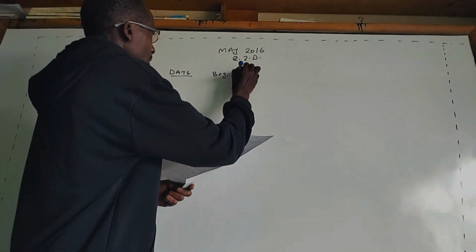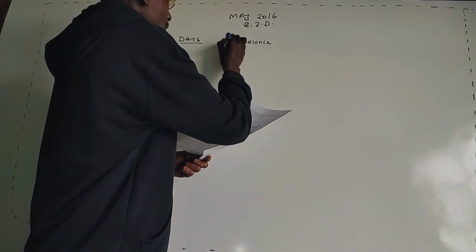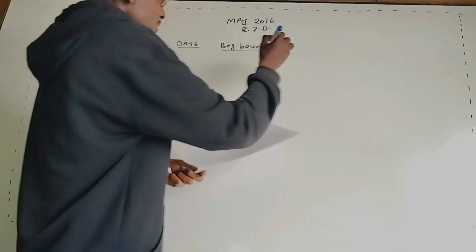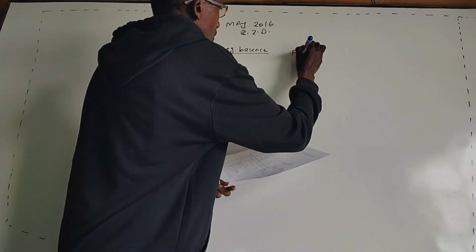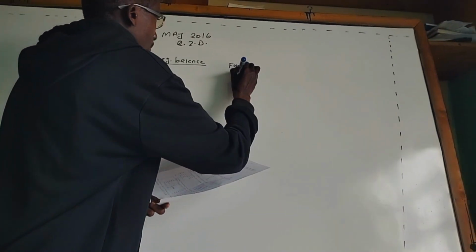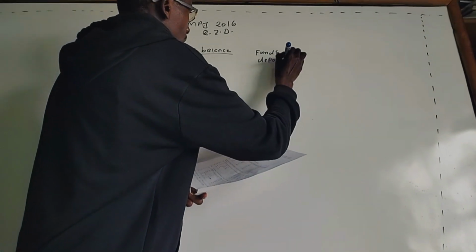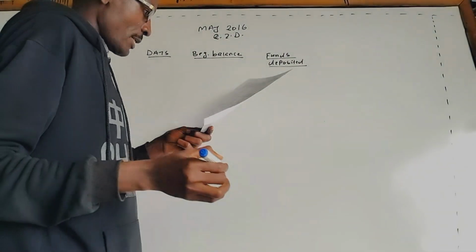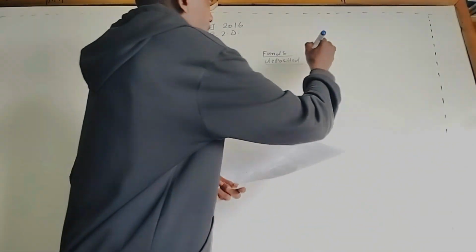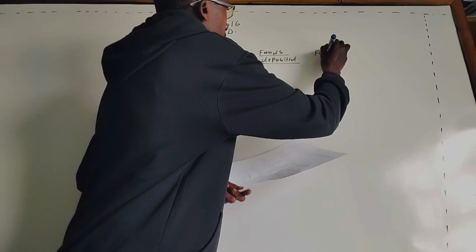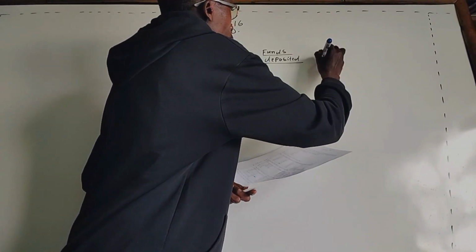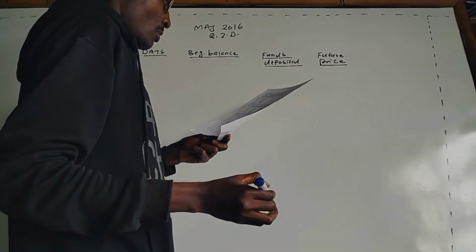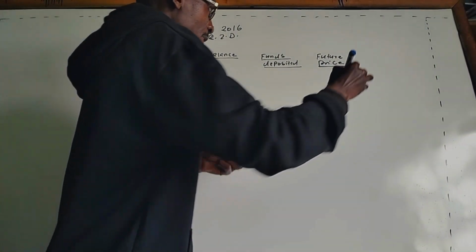Beginning balance, I'll write that way. Then I have funds deposited. Then I have the future price. Then I have the price change.